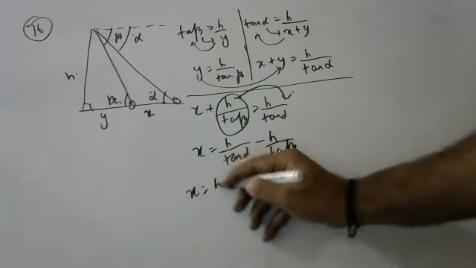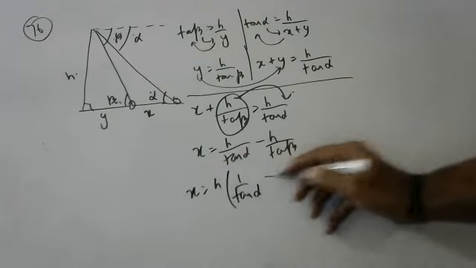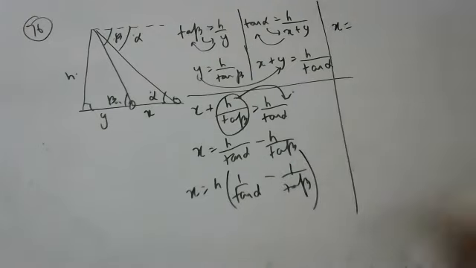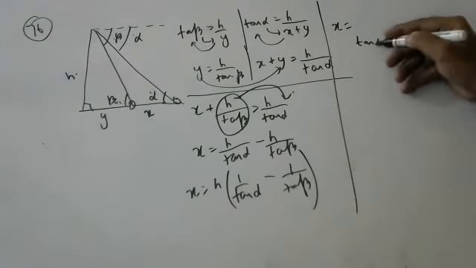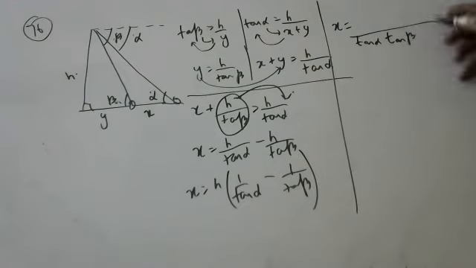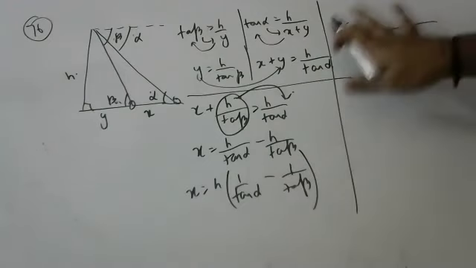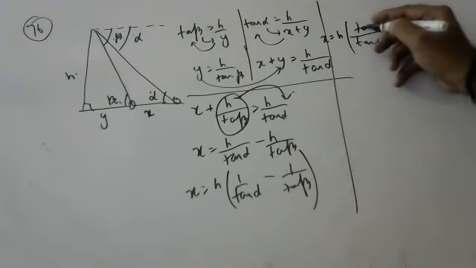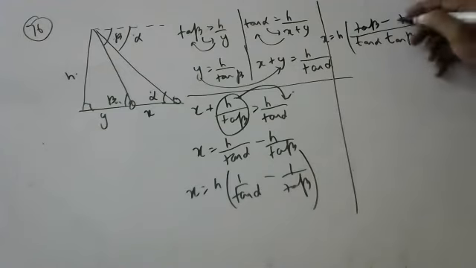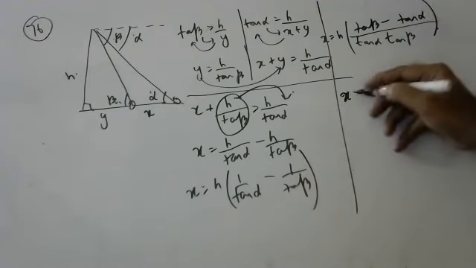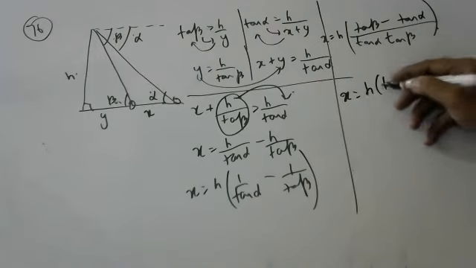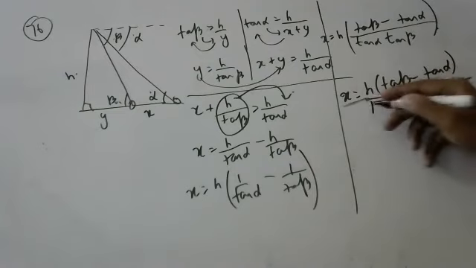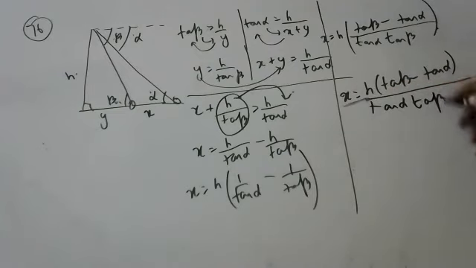So x is h, you take common, 1 by tan alpha minus 1 by tan beta. Okay, so x is equal to h, tan alpha tan beta is the LCM. Tan alpha gone, so tan beta comes up. Tan beta gone, tan alpha comes up. So x, the distance between the two shapes, is h into tan beta minus tan alpha by tan alpha tan beta. This is the answer.